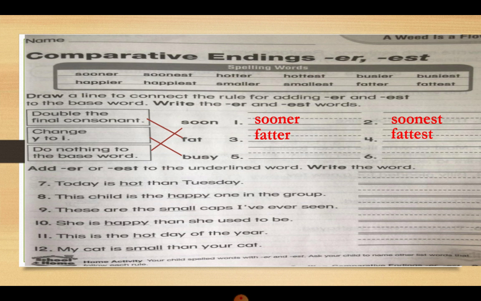The third word, here number 5, busy. What do we do? We change the Y into I, then I add ER. So busy, it will be busier. And what about the superlative adjective? Exactly. We change the Y into I, then I add EST. Busiest.